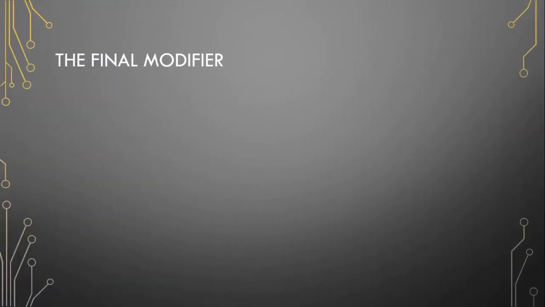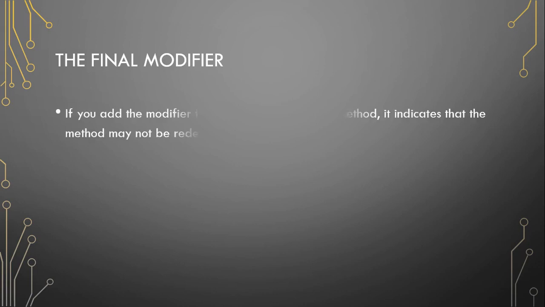Before we jump into things, I just want to mention something known as the final modifier. If you add the modifier final to the definition of a method, it indicates that the method cannot be redefined in a derived class. So if I had the modifier final on the toString method in my base class of Employee, I could still use it, but I couldn't redefine what it's doing in the derived class. I have to use it as is. Whatever is in the base class, if it has the final modifier, you can't redefine it. You can't change what it's doing.